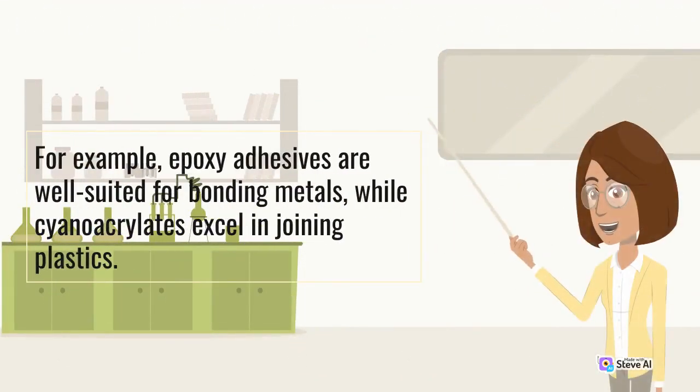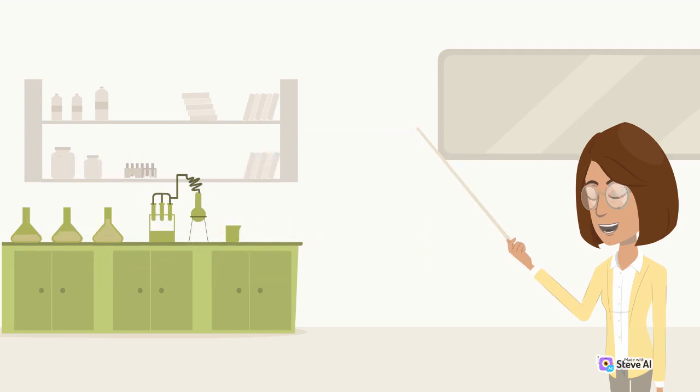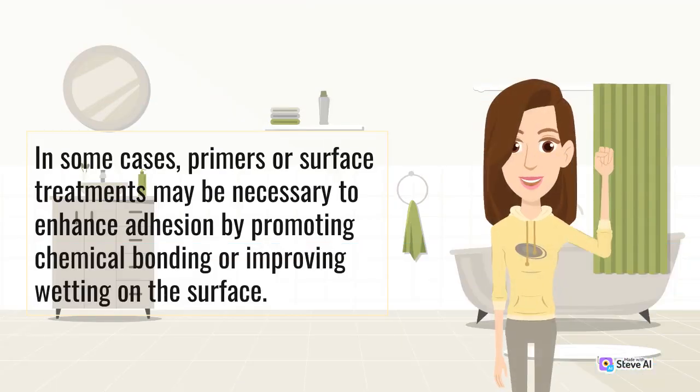For example, epoxy adhesives are well suited for bonding metals, while cyanoacrylates excel in joining plastics. In some cases, primers or surface treatments may be necessary to enhance adhesion by promoting chemical bonding or improving wetting on the surface.